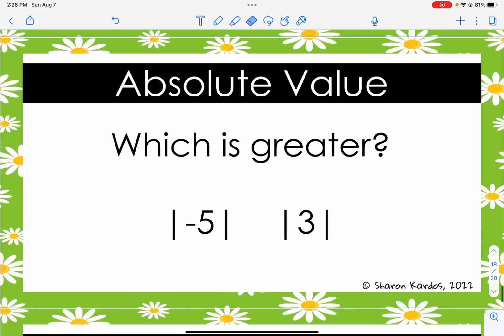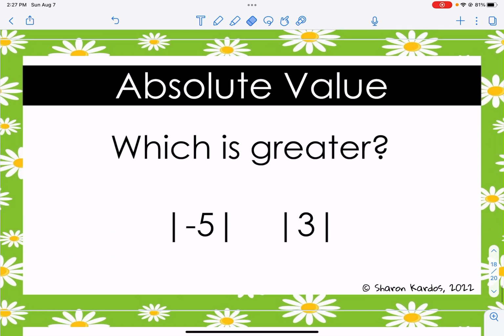Which is greater? The absolute value of -5 or the absolute value of +3? Well, if there were no absolute value bars, we would say it's the 3. But I have those absolute value bars. So the absolute value of -5 is 5, and the absolute value of 3 is 3. So this is actually my answer. The absolute value of -5 is greater.